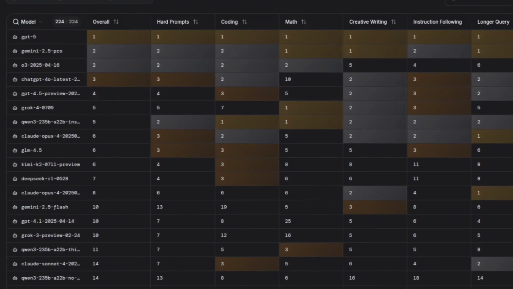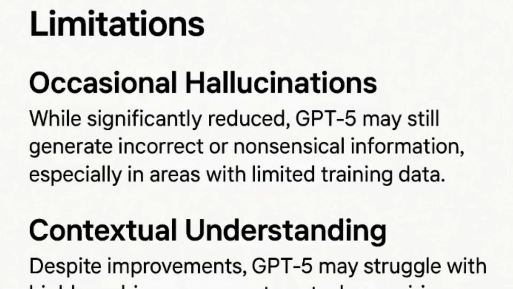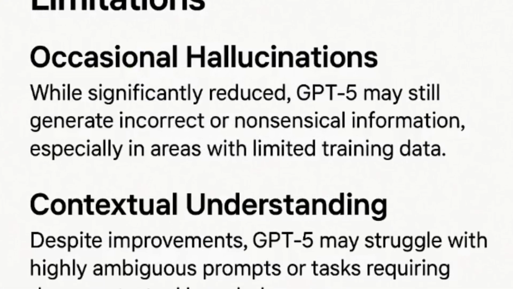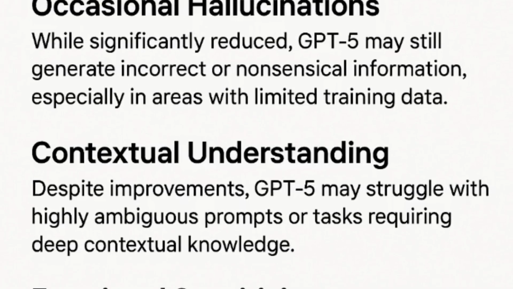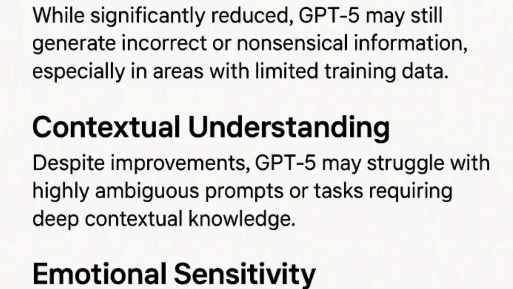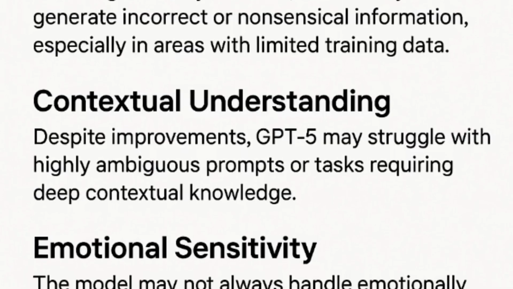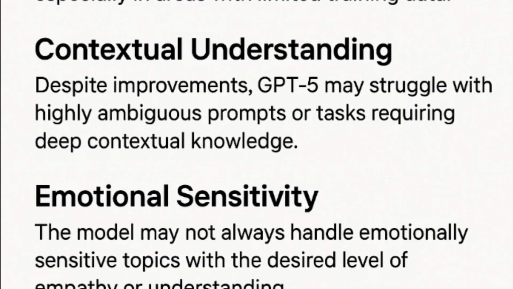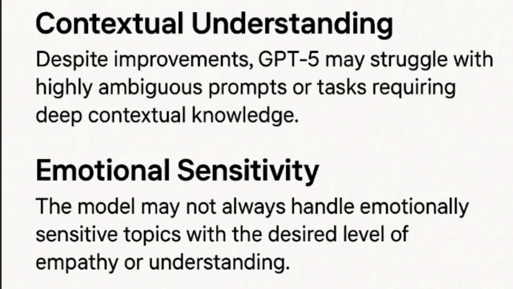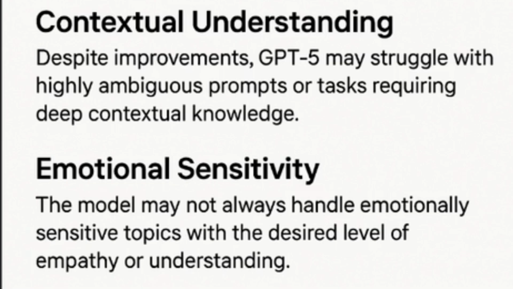Of course, there are some nuances, and there are a lot of models available there. Keep in mind that ChatGPT can still hallucinate, so it can still produce incorrect information. Another thing, if your prompt is ambiguous and not descriptive, it will be quite challenging for ChatGPT-5 to give you correct information. And of course, it may not always handle emotionally sensitive topics with the desired level of empathy and understanding.